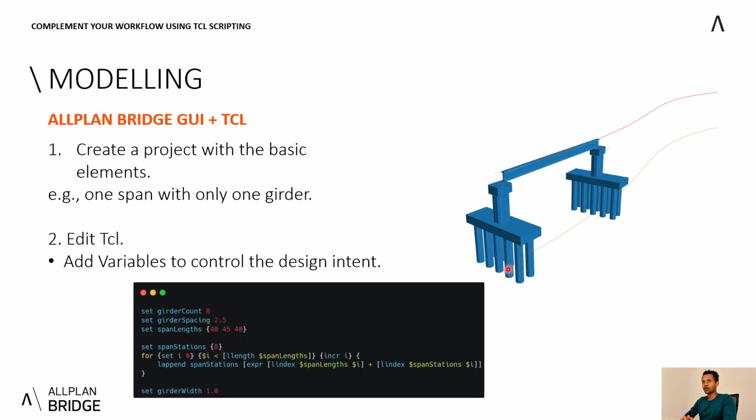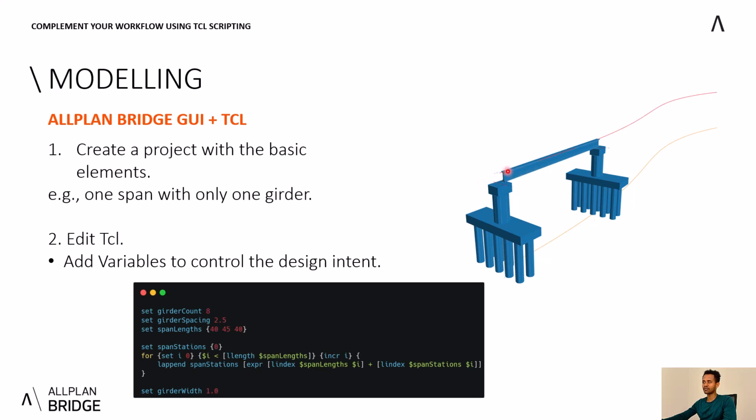In this case, how we can model that is, first we can just create a project with the basic elements. So we create one span, with only one girder. That's the first step. We create all this using the user interface of Allplan Bridge. And in doing so, what we need to remember is to use the templates.